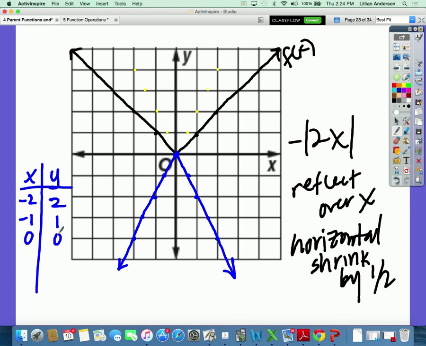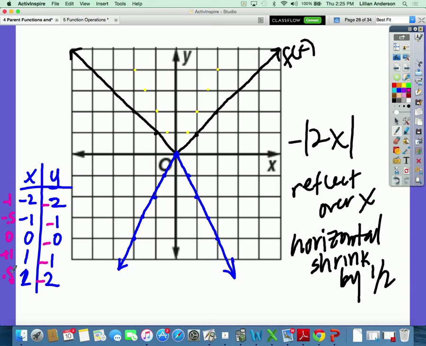Another way you could do it is you could take the points, and if you know what type of transformations are happening, then you can apply it directly to the points. If I'm reflecting over the x-axis, that means it makes all of my y's negative. So all of these are going to be negative. And then multiplying by 1/2, that means all of these are getting multiplied by 1/2. That's -1. That's -0.5. That's 0. Positive 1.5. And then now you have your new points that you can graph. That's another way you can do it. Either way works.